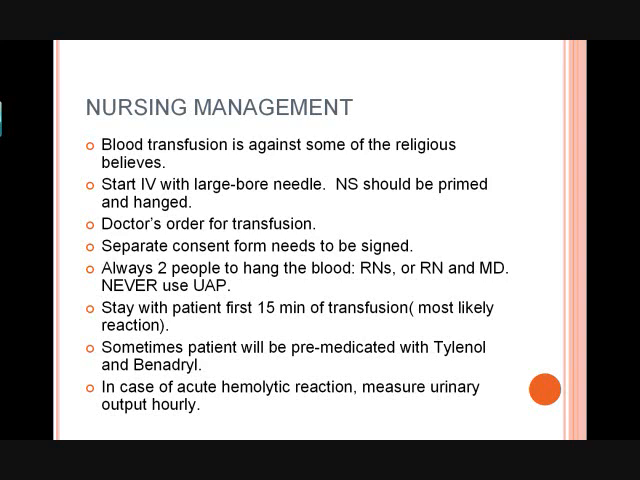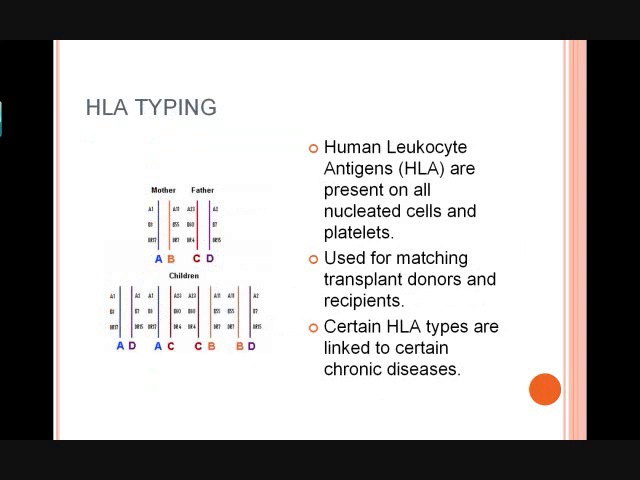So, complete opposite. HLA typing. Human leukocyte antigens are present on all nucleated cells and platelets. Used for matching transplant donors and recipients. Speaking of transplants, certain HLA types are linked to certain chronic diseases. The degree of HLA matching required, or declared suitable for successful solid organ transplantation, is dependent on the type of organ.